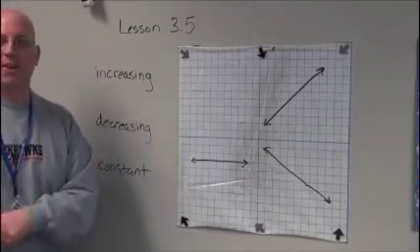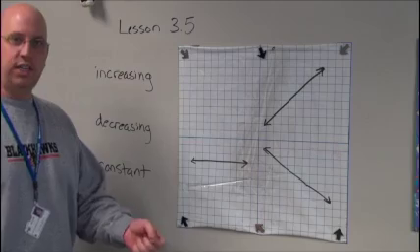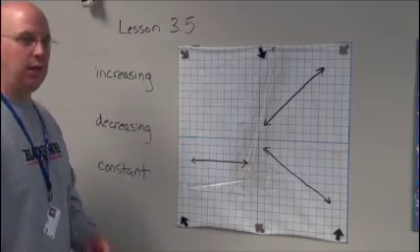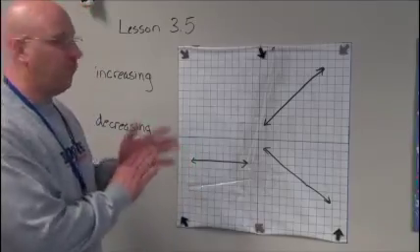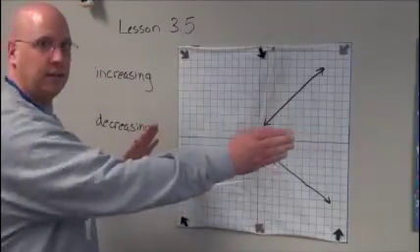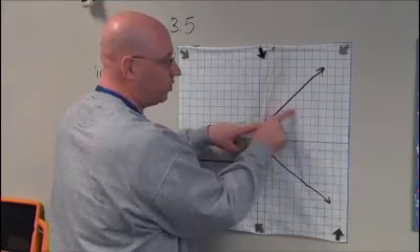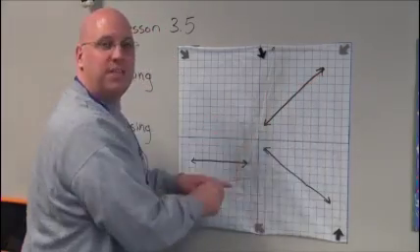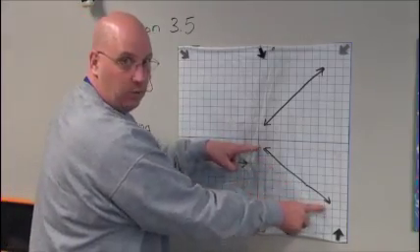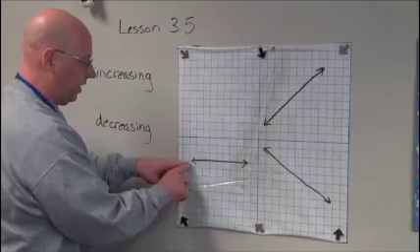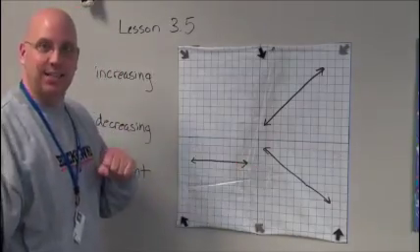Okay, lesson 3.5 is all about identifying an increasing, a decreasing, and a constant function. So, in increasing, now when we look at a graph, we always look at the graph from left to right. So I'm looking here, and as we go from left to right, this one is going up, which means it's increasing. From left to right, this one is going down, so it's decreasing. And this one is horizontal, left to right, so it is constant.